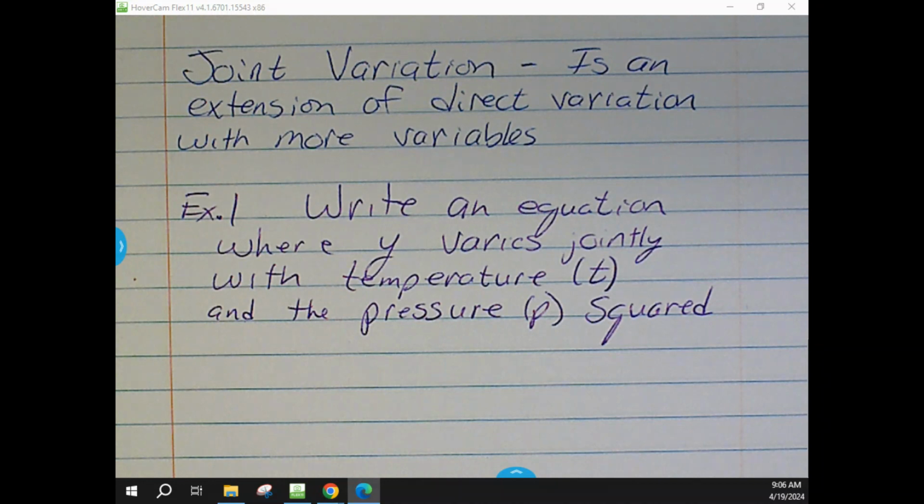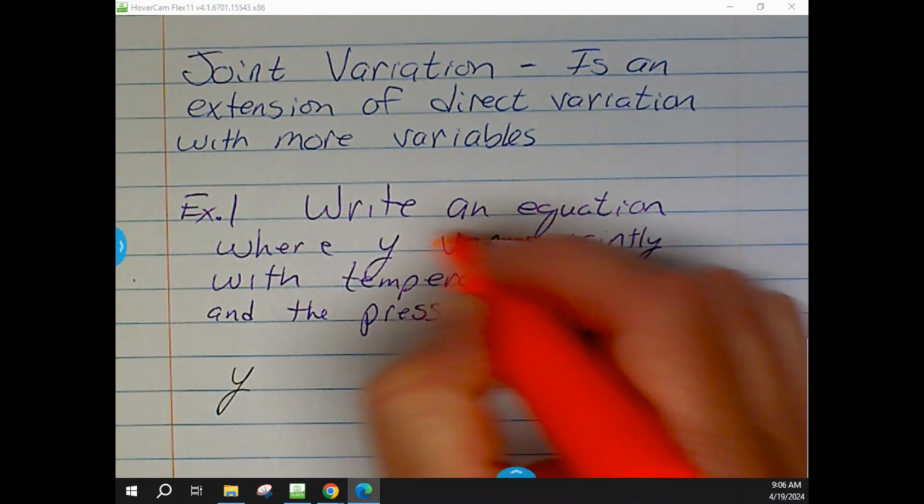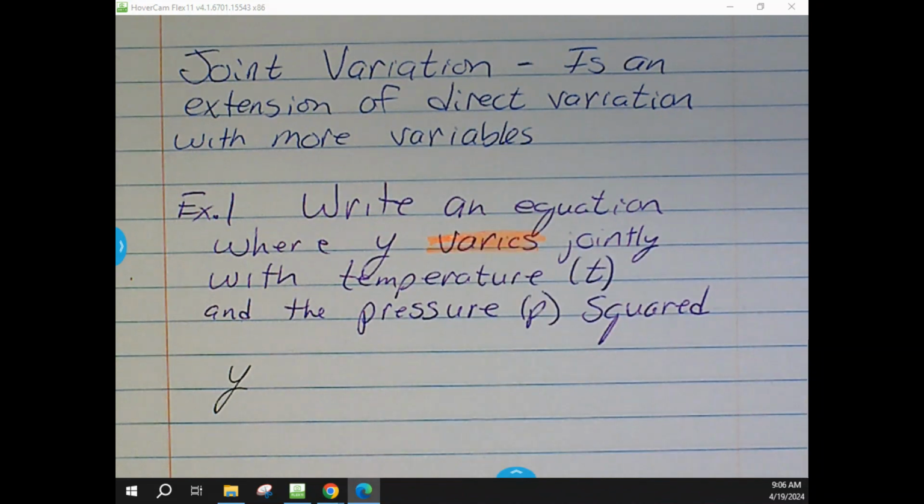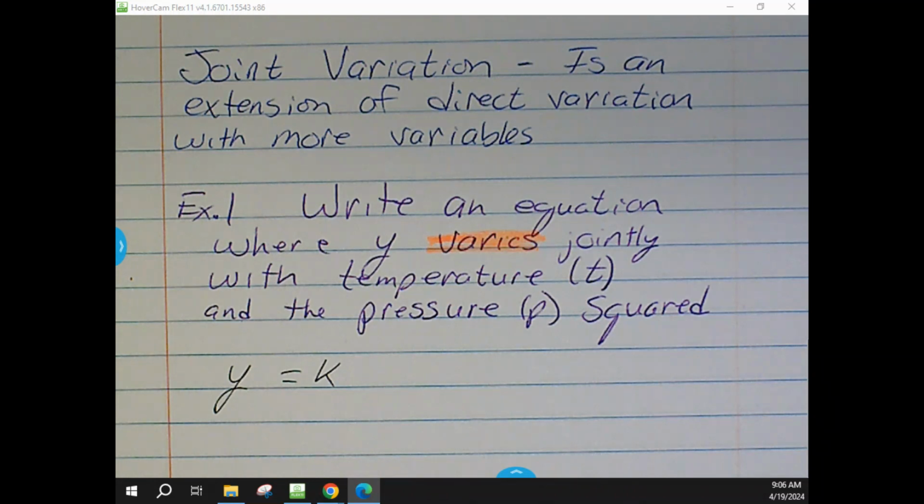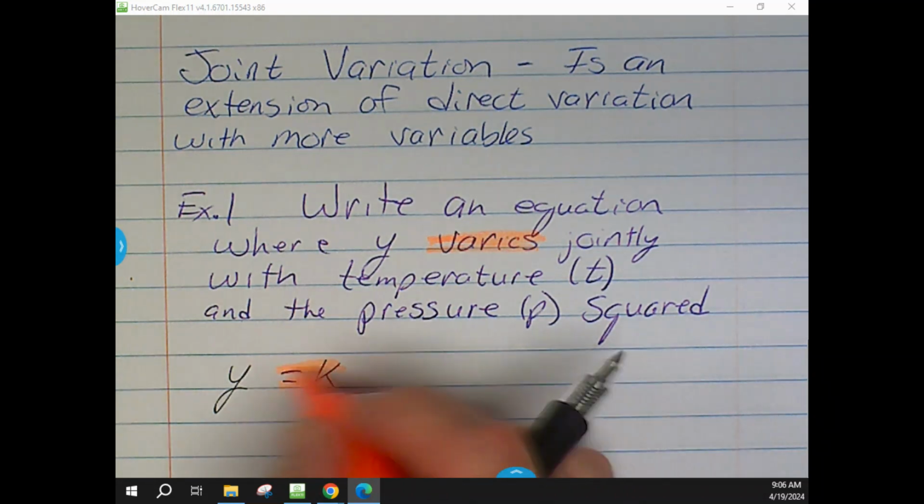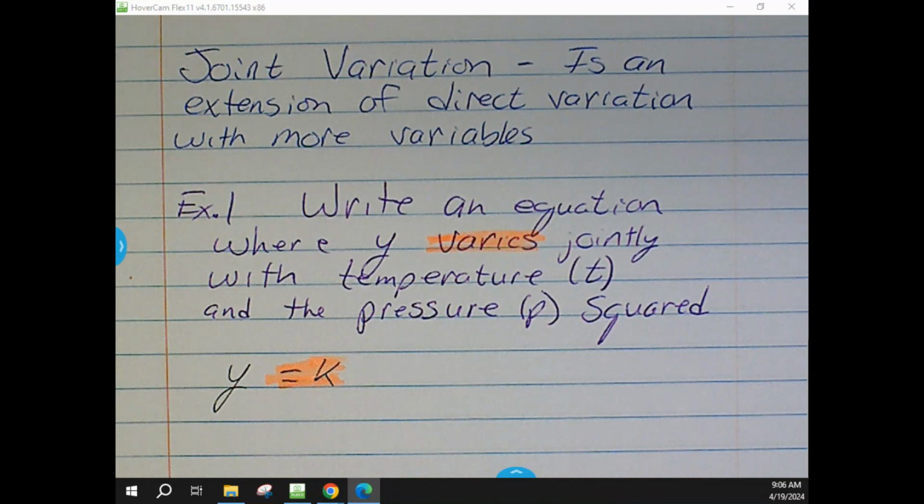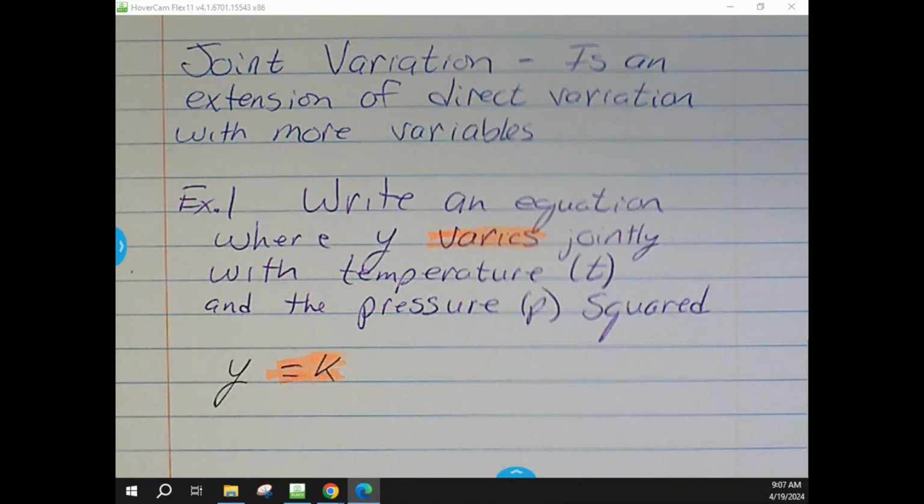Okay, and all these equations that we have, they all set up the exact same way. Whatever variable they give you first, we got y in this case, you start with that equation. Whenever you see the word varies, when you've got the varies part of it, that part is where we're going to have an equals k.